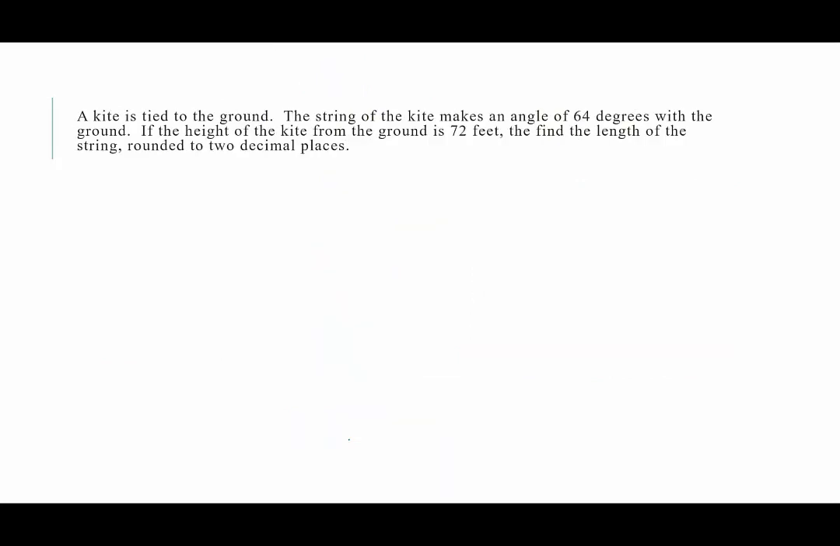Okay, how about our next example? A kite is tied to the ground. The string of the kite makes an angle of 64 degrees with the ground. If the height of the kite from the ground is 72 feet, then find the length of the string, I think that's supposed to say then, rounded to 2 decimal places. Okay, this time it does tell us it wants us to round to the hundredth place.